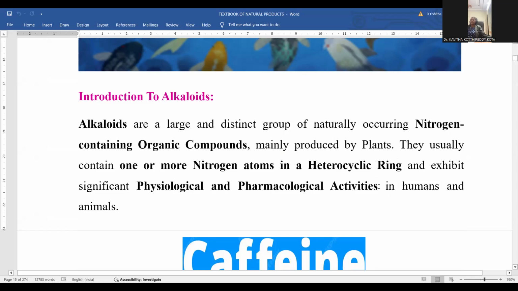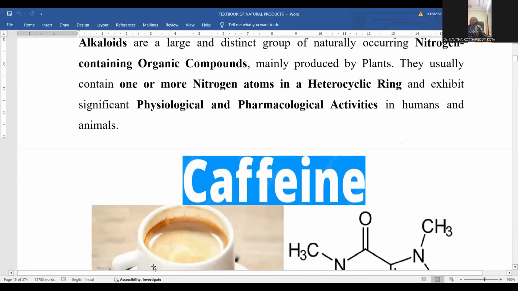They are better curatives in the diseased or injured parts or infected parts. This is the way alkaloids are very significant in pharmacology and in physiological activity as well. So they are efficacious for humans and animals as well, right?